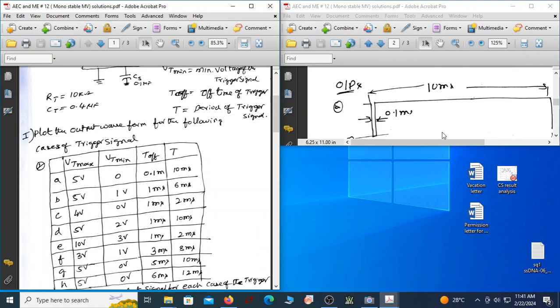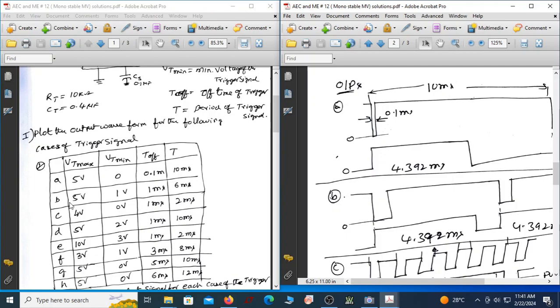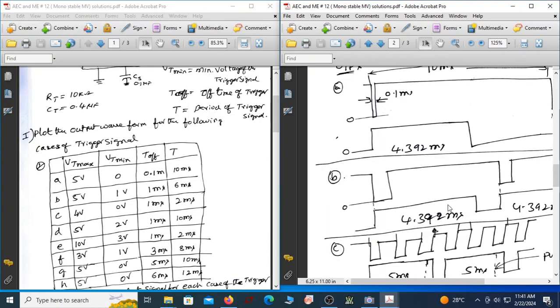Now this is B, and this is again B here. For B here, the trigger signal max is 5 volt and the trigger signal minimum is 1 volt. The off time is 1 millisecond. The total period of the trigger signal is 6 milliseconds. So I am getting the second trigger signal after 6 milliseconds. Because my pulse width is hardly 4.392, by the time the next trigger signal comes, this has elapsed and is in the stable state, so it triggers again. So this is perfect, even though this is 1 volt.